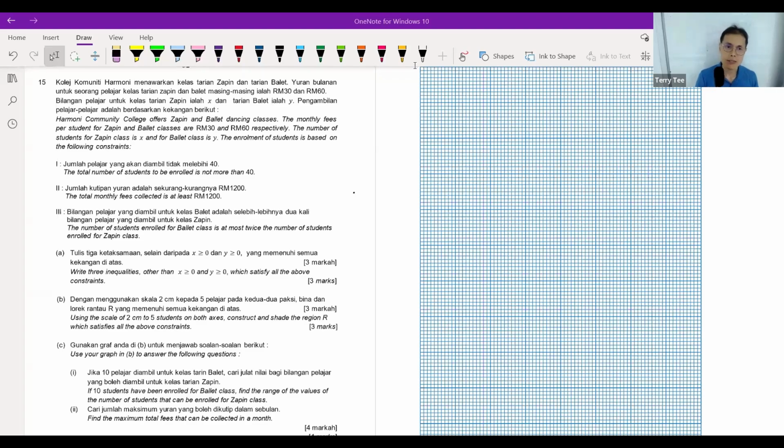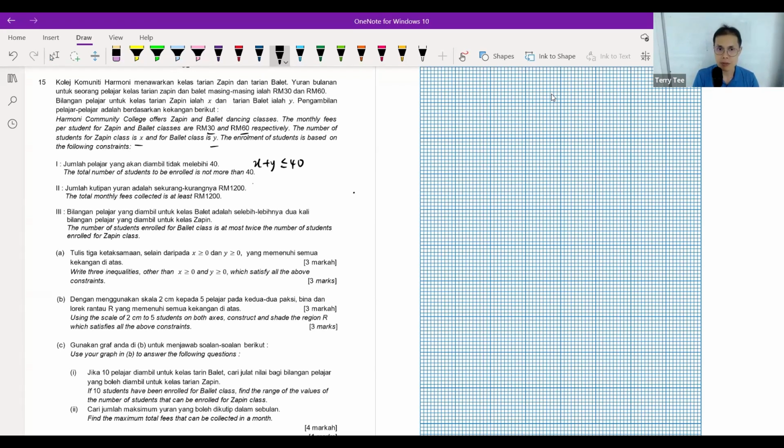All right, guys. Last question for this paper. Here we have Harmony Community College offers Zapin and ballet dancing classes. Monthly fees per student are 30 and 60 ringgit respectively. The number of students for Zapin and ballet, x and y, enrollment is based on the following constraints. The total number of students is not more than 40, so we put x plus y less than or equal to 40. Total monthly fees collected is at least 1,200.